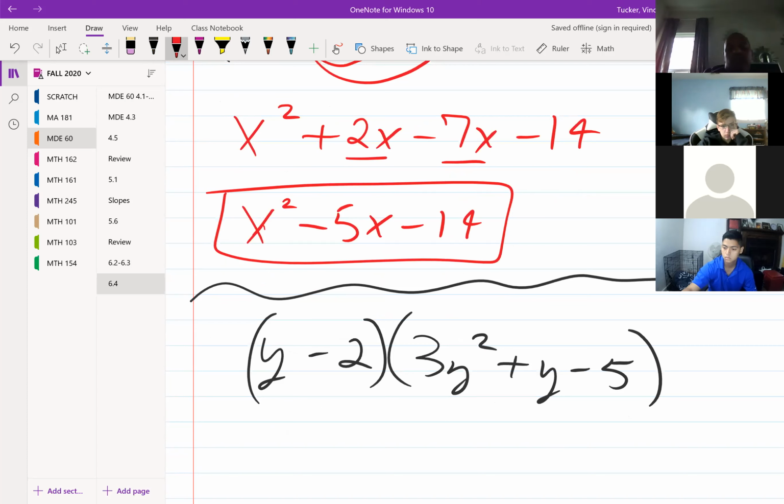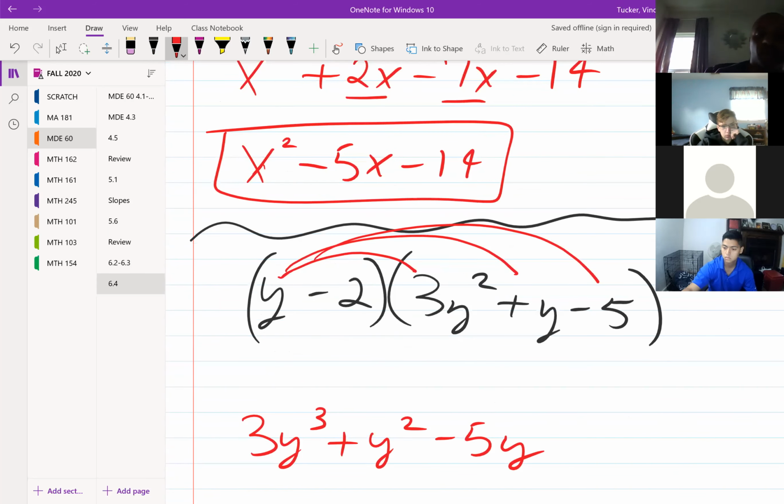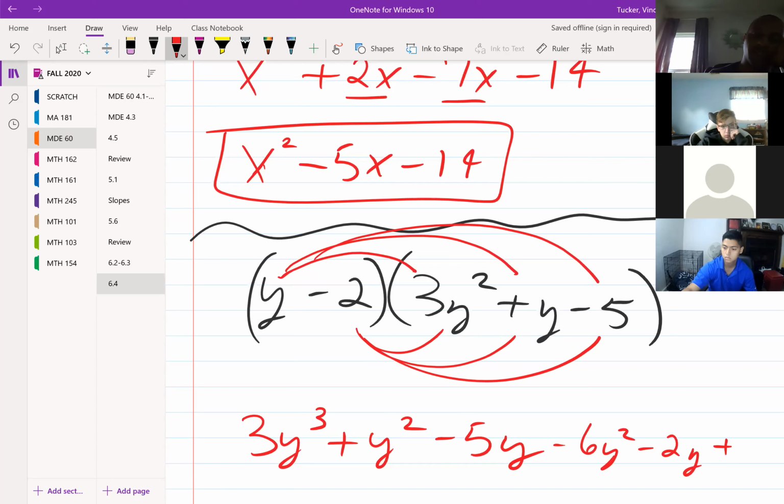All right, y minus 2 times 3y squared plus y minus 5. So, same type of thought process. Take the y, multiply it to each term in the parentheses. So there's 3y cubed plus y squared minus 5y. Then take the negative 2 and distribute it into the parentheses. So that's negative 6y squared, negative 2y plus 10.